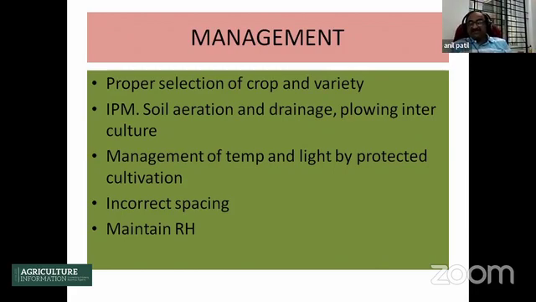Likewise, light. If light is too much, then also it is not advisable. If it is too little, then also it is not advisable. So under such circumstances, either you provide artificial light, or if there is excess, then you give a little shading, depending upon the type of crop that you are growing.